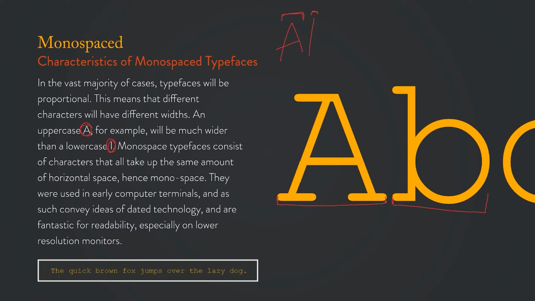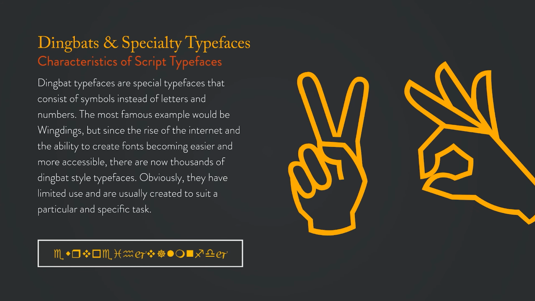This had a lot of popularity in early computer work because, again, it was easier to read on a lower resolution screen, and therefore they do remind people of the olden times and do look a bit dated. But if you want to convey a particular thing, like, I don't know, the sense of a typewriter, you could use a monospaced font. Then there's dingbats and speciality typefaces.